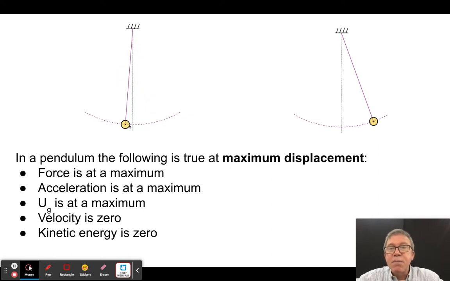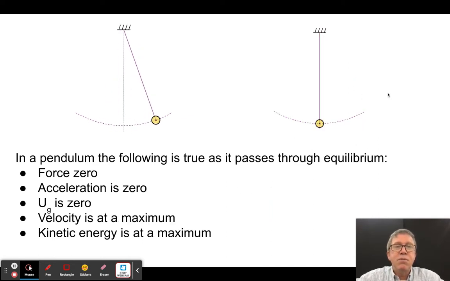Now let's watch what happens when it passes back through the equilibrium point. As it swings back down and passes through equilibrium, what's going to be true? At this point, it's moving as fast as it's ever going to move, so its velocity is at a maximum, which means its kinetic energy is at a maximum. In fact, all of the energy in the system is now in the form of kinetic energy for that moment that it passes through there. At this point, if I just put the pendulum there and took my hand away without pushing it, it wouldn't begin to move.